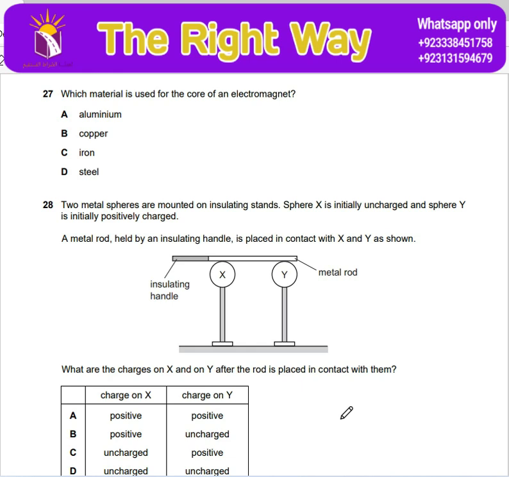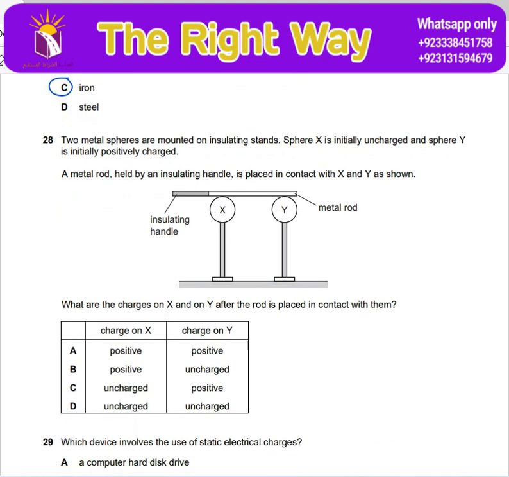Question number 27. Which material is used for the core of an electromagnet? As we know, an electromagnet is not a permanent magnet. It magnetizes and demagnetizes. So we are going to use the material which is a magnet but not a permanent magnet. So we are going to use iron, which is a magnet but not a permanent magnet.